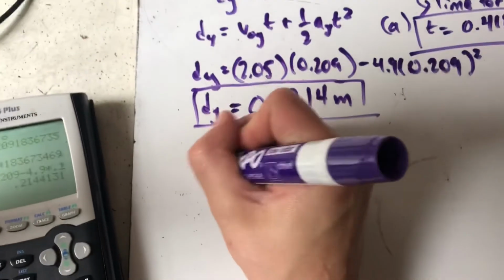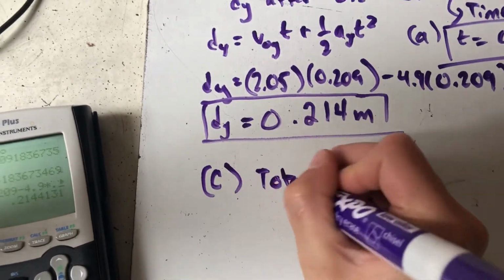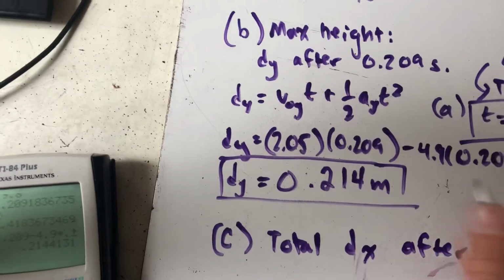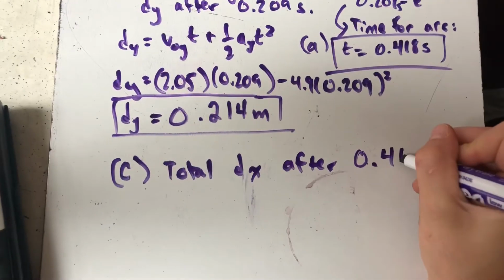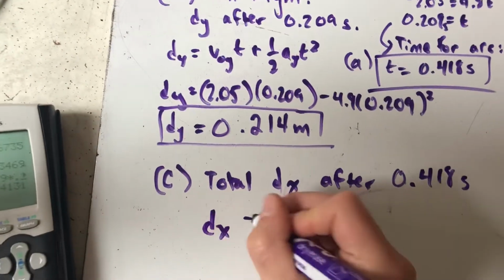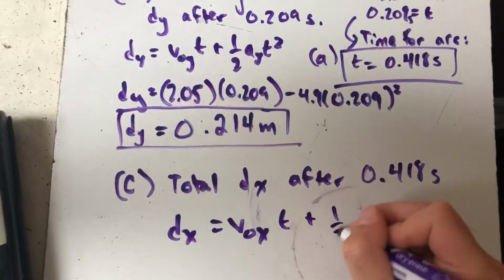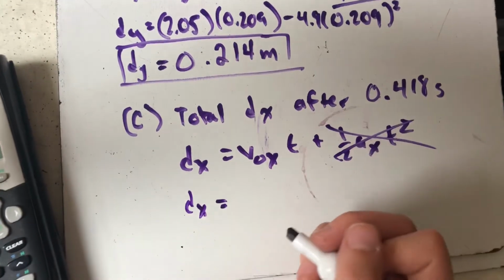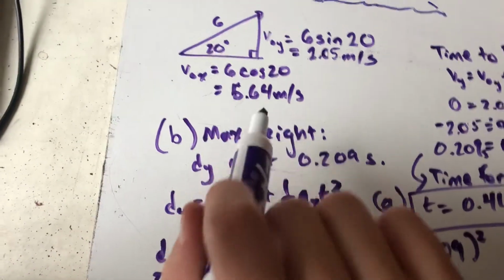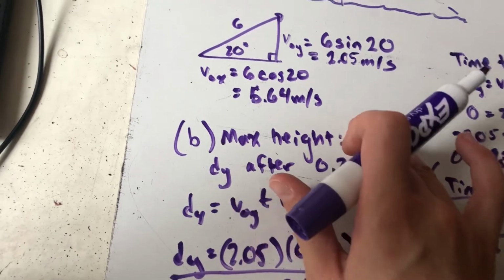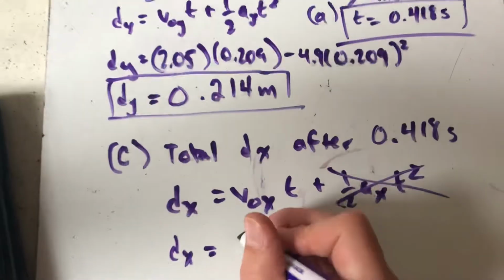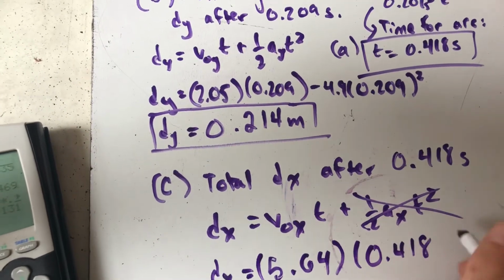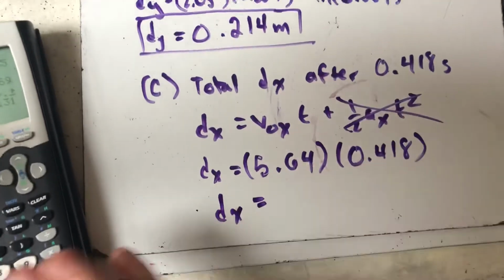Next, we find the total horizontal distance. So total dx, that's after the total arc time of 0.418 seconds. So dx equals V0xt plus 1/2 Axt squared. That's 0. Woo! And then, of course, we've got our V0x here, our initial x velocity. Oh my goodness. There we go. 5.64 times 0.418. And that is how far the diver has traveled out into the pool.